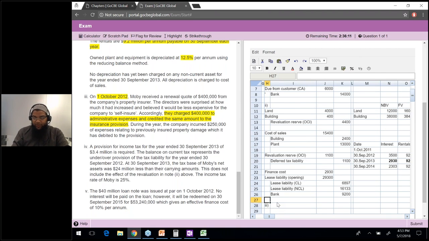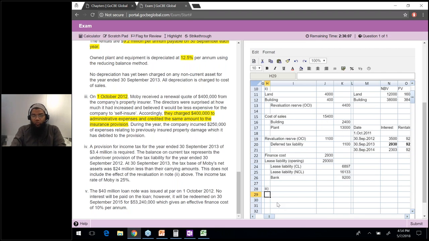So is it correct or not? It's not correct. When you are not insuring, for what are you recording the provision? So what we will be doing, we will be debiting the provision back, provision for insurance, and we will be crediting the administrative expenses by what amount? 400.